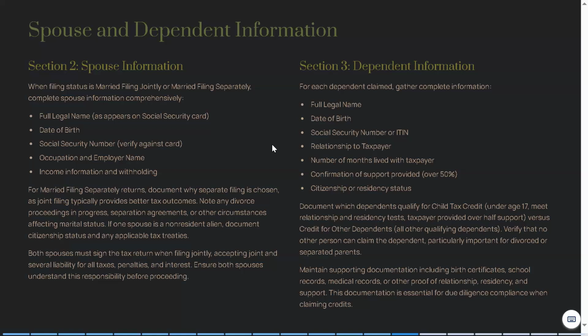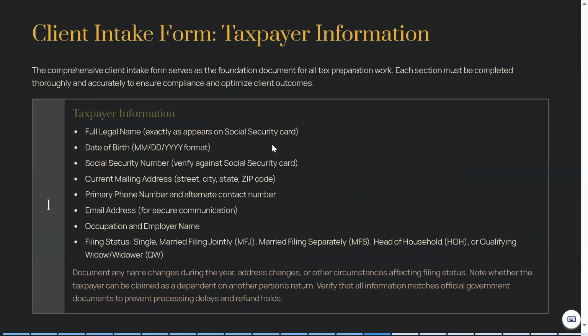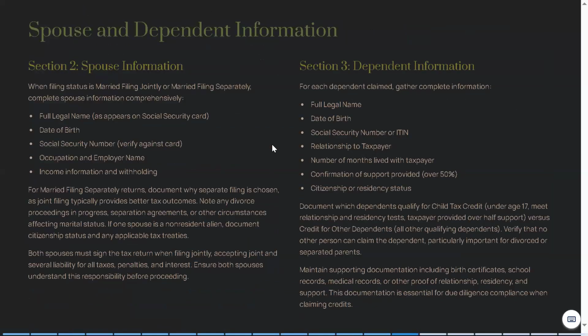Dependent information: full legal name, date of birth, social security, relationship to tax preparer, number of months lived with the taxpayer, confirmation of support provided, citizen or residency status. So all of this information that I'm going over now, from the taxpayer information to the spouse to the dependent, will be on your intake form. You will give it to the client and allow them to fill it out, and then we'll go back and interview the client, whether it's in person or virtual.